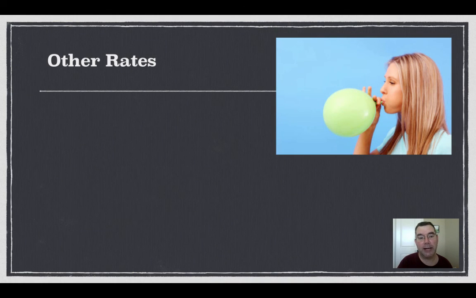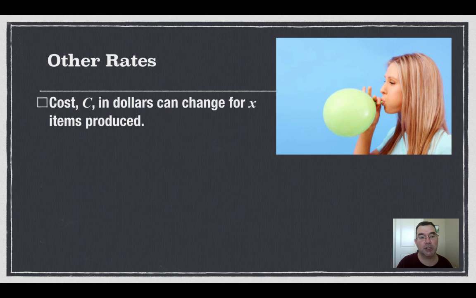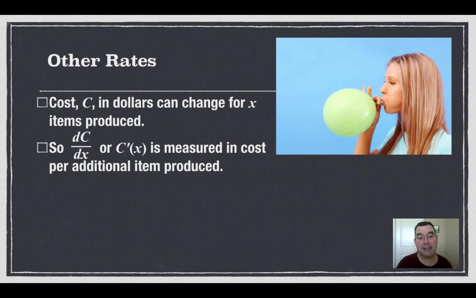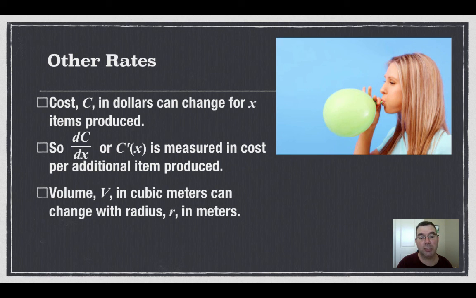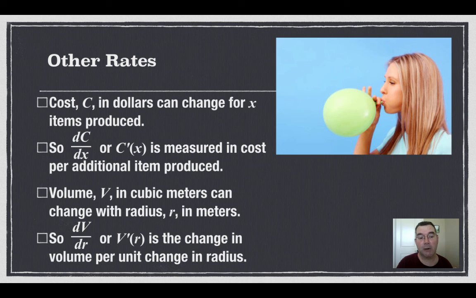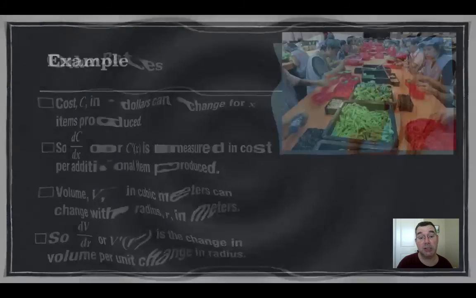Okay, there are other rates. I can do cost in dollars, which can change for the number of items produced, which I can label x. So dc by dx, or c prime of x, is measured in cost per additional item produced. The volume in cubic meters can change with radius, so I can use dV by dr, or V prime of r, to see how much the volume changes every time the radius changes.